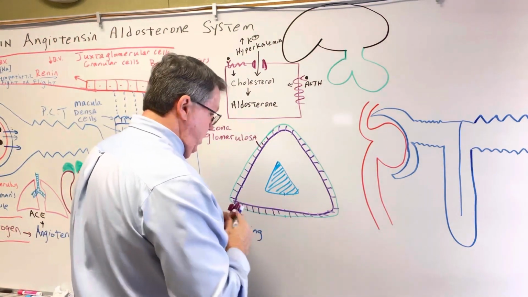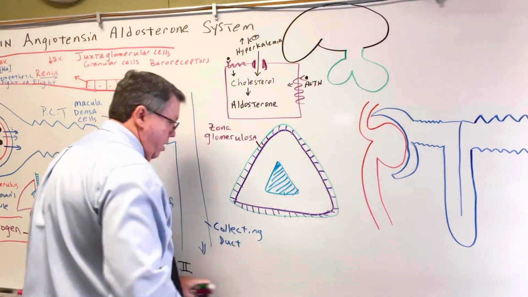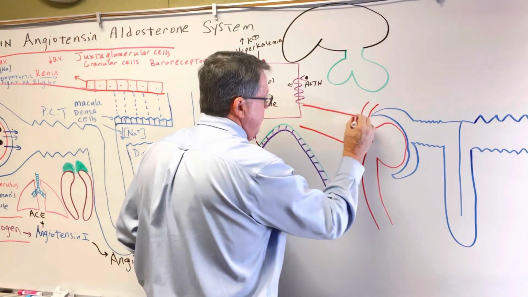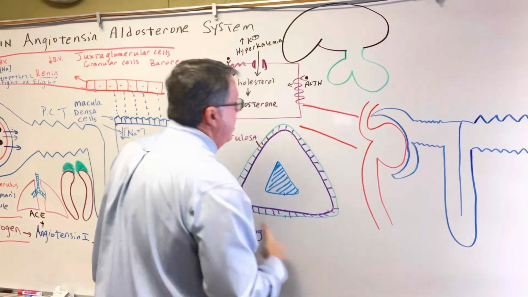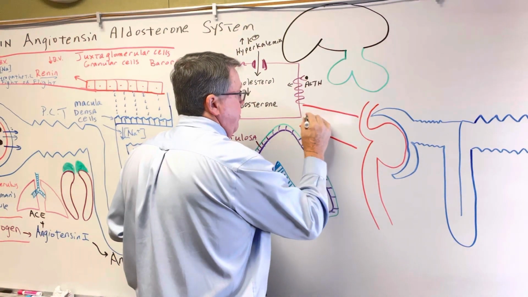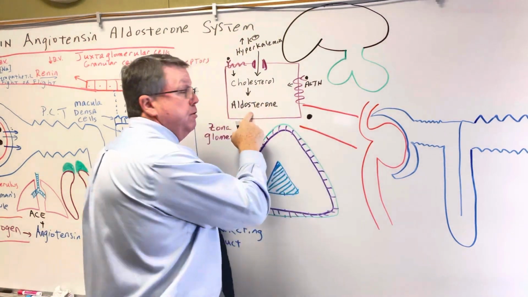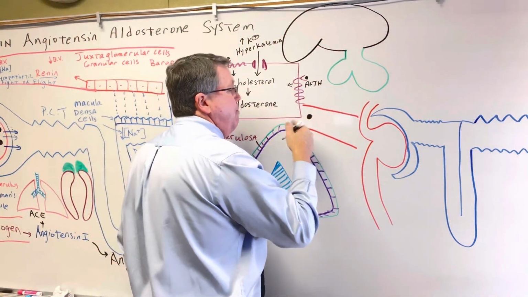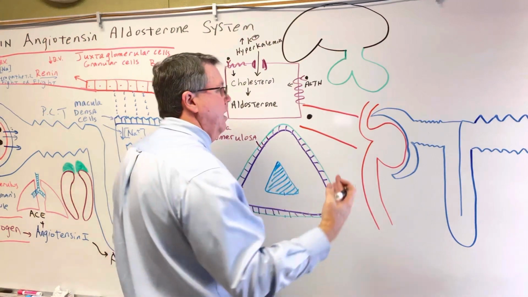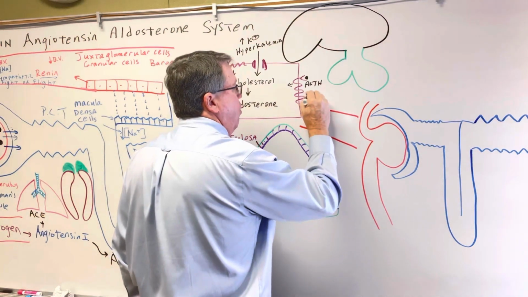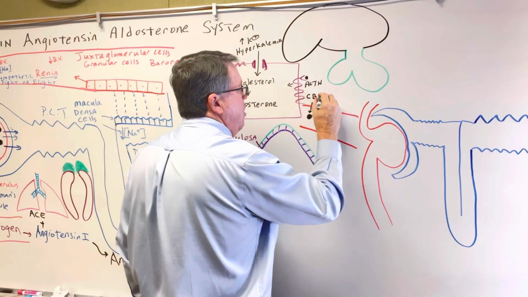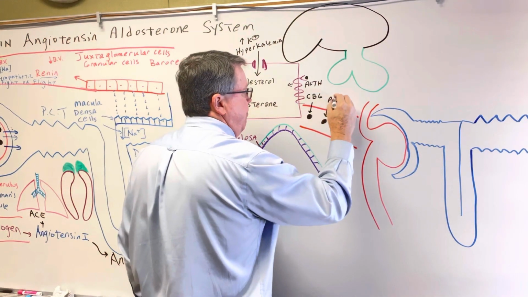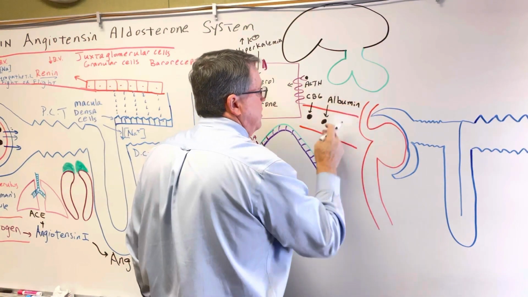Aldosterone now is going to leave and enter into the bloodstream. So here's aldosterone in the bloodstream, and I'm just going to draw my aldosterone as a little black dot. Now, don't forget, this is made from cholesterol. It's actually a steroid, so it cannot flow freely in the blood. It has to bond to either corticosteroid binding globulin or albumin.